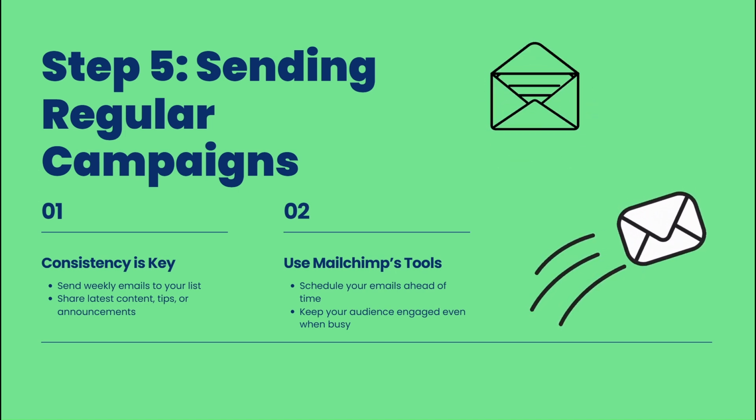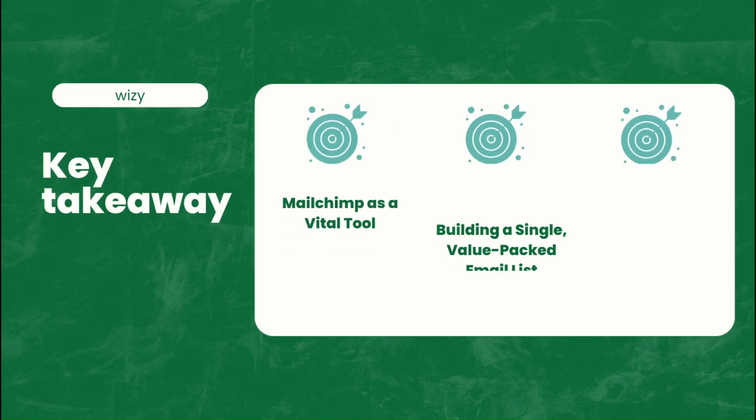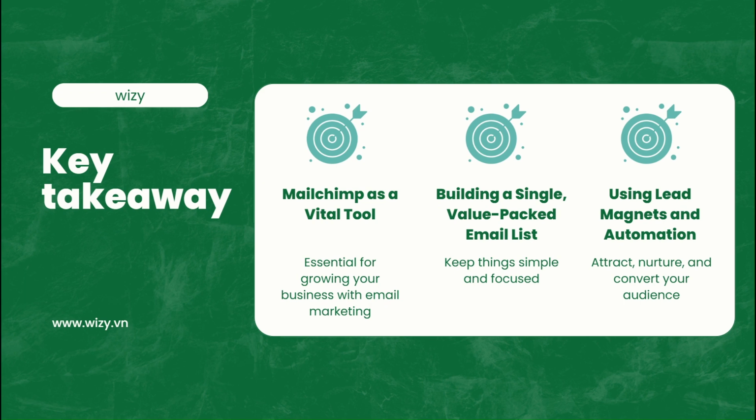Step 5. Send regular campaigns. Consistency is key. Send weekly emails to your list sharing your latest content, tips, or announcements. Use Mailchimp's tools to schedule your emails ahead of time, so your audience stays engaged even when you're busy.